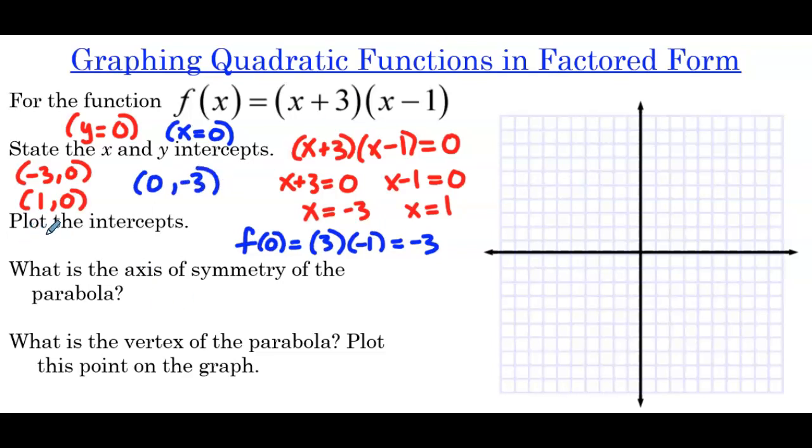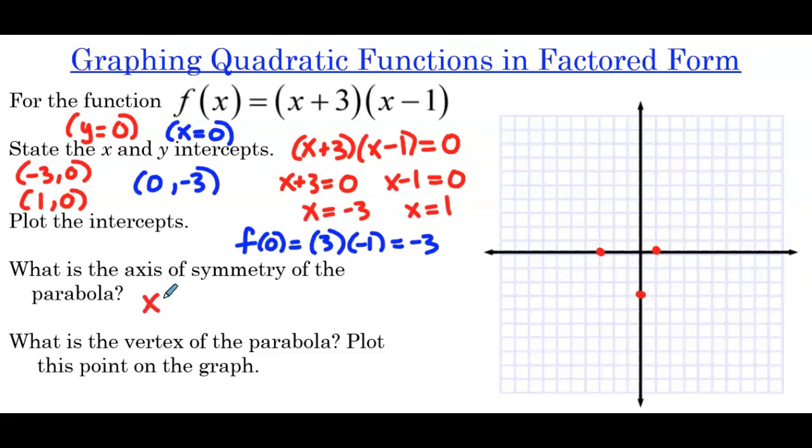Now the next step, they tell us to plot the intercepts. So we'll plot negative 3, 0, 1, 0, and 0, negative 3. Next up, what is the axis of symmetry of the parabola? Well, we could use x equals negative b over 2a, but that's more helpful if the function was in standard form. Since it's in factored form, we've already found the x-intercepts, which are symmetric points. The axis of symmetry is in the middle of those symmetric points.